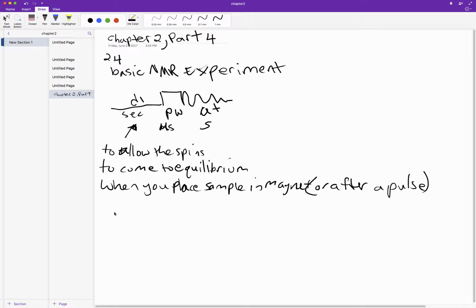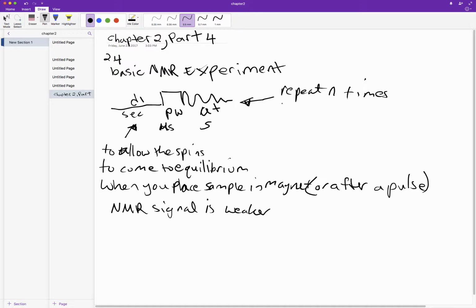NMR signal that you get is weak. And so what you're going to do is repeat this sequence n times. Basically you're going to do signal averaging.